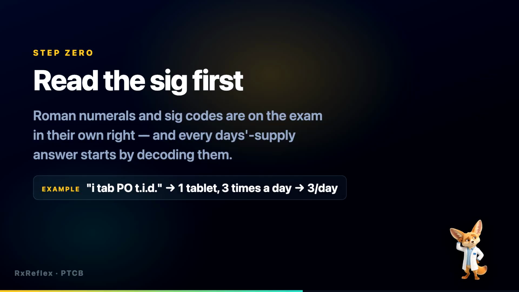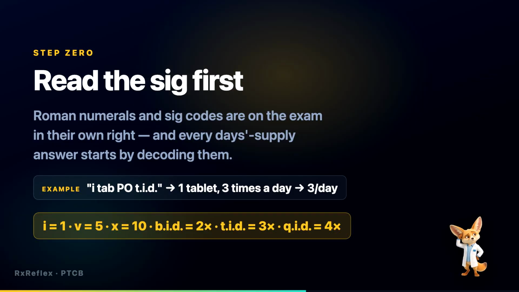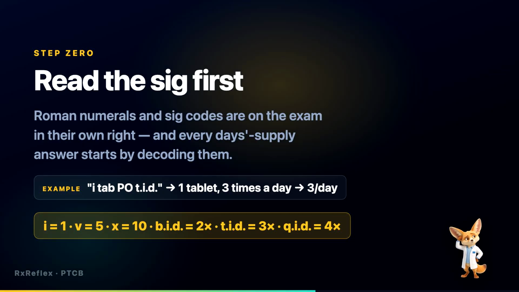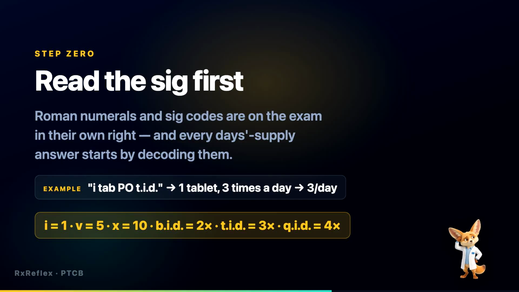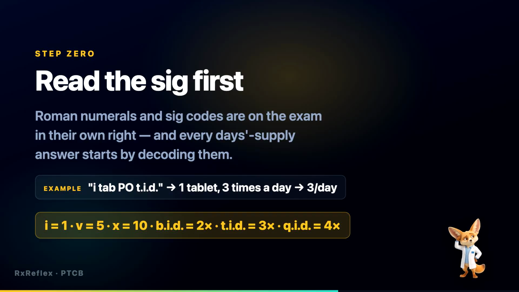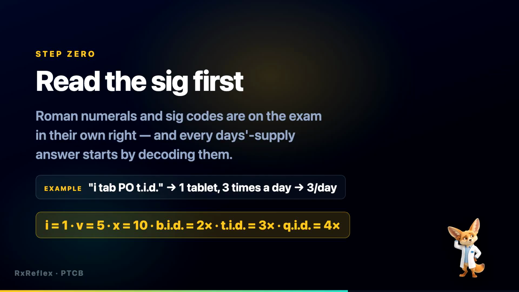Before any of those 5, there is a step 0. Reading the SIG. PTCB tests SIG codes and Roman numerals directly, and they are also where your numbers come from. 1 tab PO TID means 1 tablet, 3 times a day, so that is 3 a day. Lowercase i is 1, v is 5, x is 10. BID is twice a day, TID is 3 times, QID is 4 times. Decode the SIG wrong and every calculation after it is wrong too.